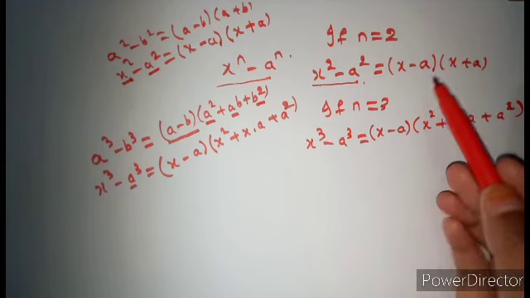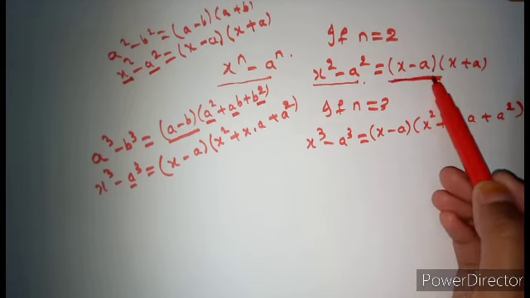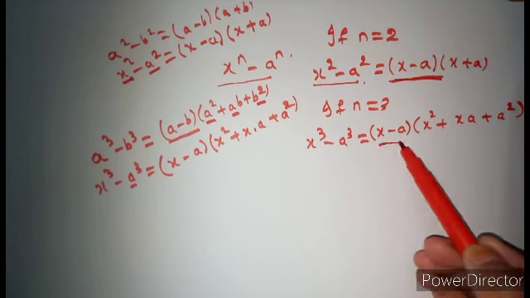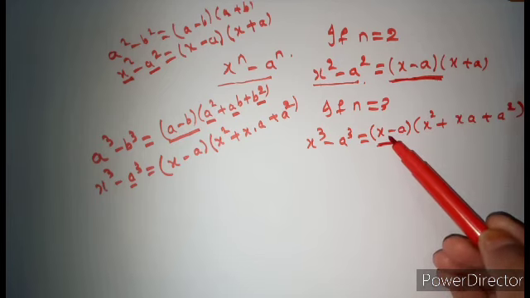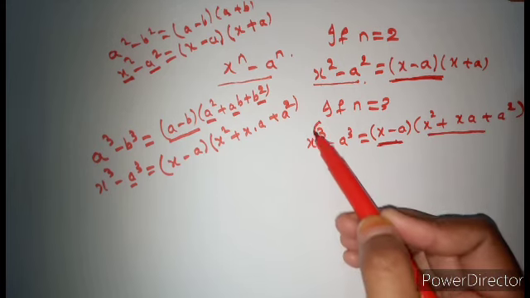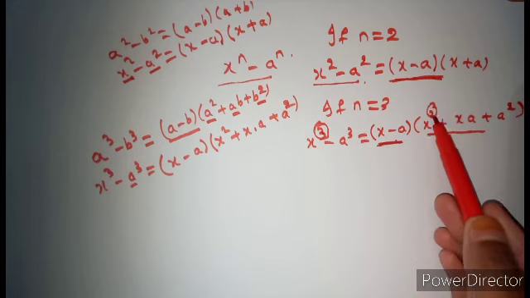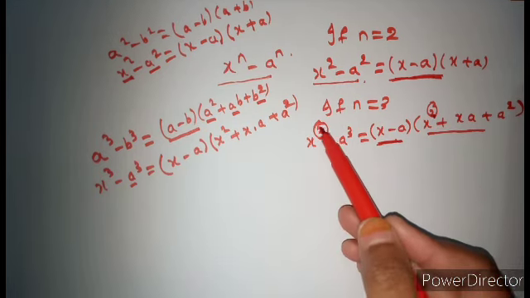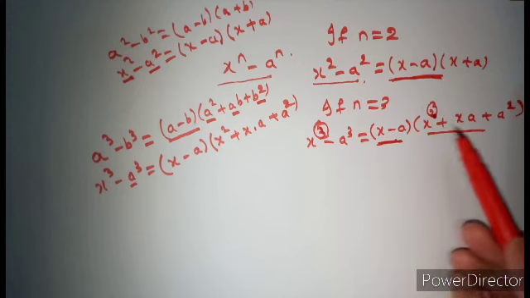Now observe this. If I take n equal to 2, we have got x minus a. If I take n equal to 3, we have got x minus a. So observe this, x minus a is repeating, right? Now observe this. Here we have 3, here we have 2. So it is reducing by one number, right? First we have 3 and here we have 2. So it is reducing by 1.